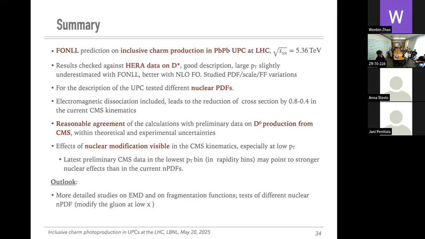Now, outlook. There are a lot of things to be looked at. I would like to look more at this EMD and fragmentation functions, tests of different nuclear PDFs, and look at this diffractive component as well, to have an estimate rather than a guess. So that's all. Thank you very much.